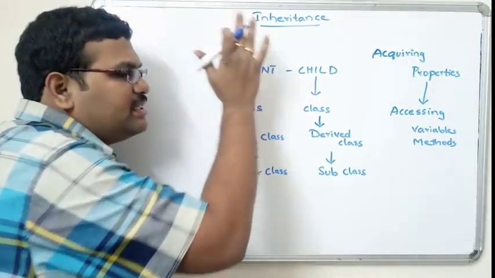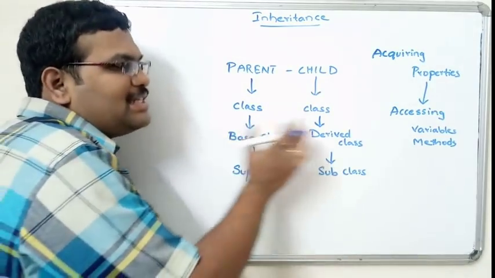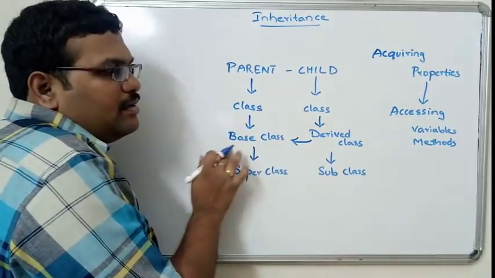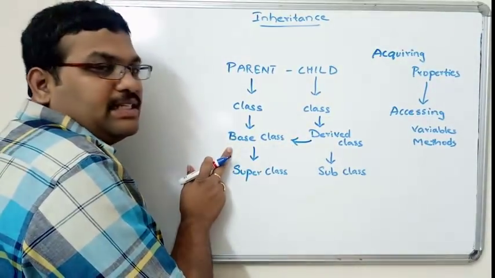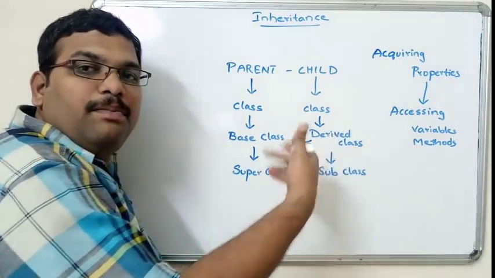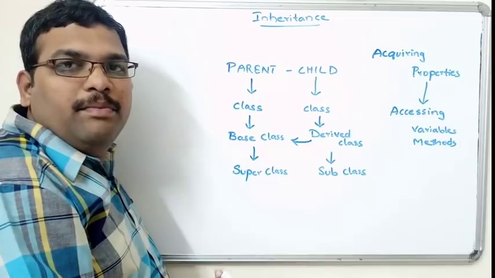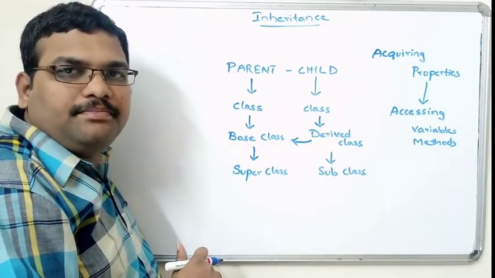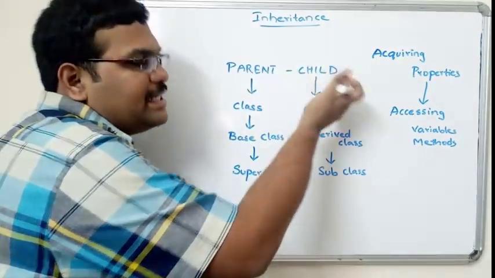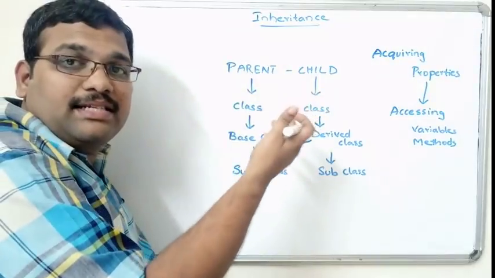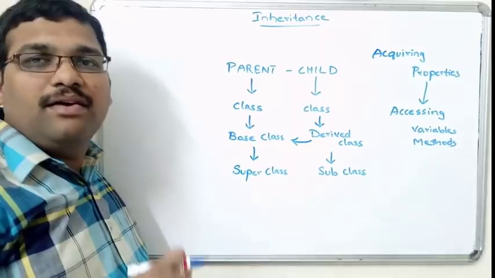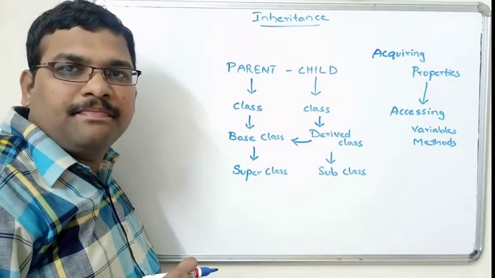So in inheritance there will be two different classes. One is the base class, another one is the derived class, and the derived class will access the variables and methods of the base class. Apart from these, the derived class will have its own variables and methods. The reverse process will not be done, right? The parent cannot access the child class variables and methods. Only the child class can access the parent class variables and methods.